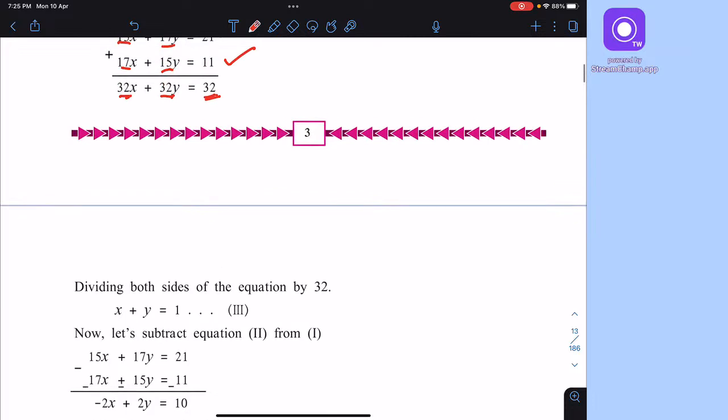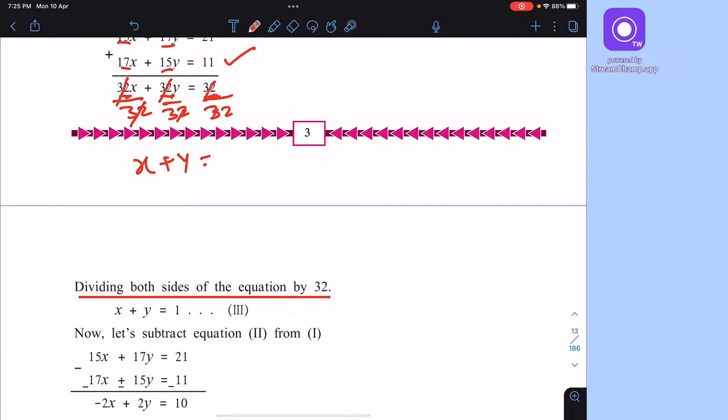Now dividing both sides by 32. So 32x upon 32, 32y upon 32, and 32 upon 32. So here what happens? 32 cuts. So you are having x, 32 cuts plus y is equal to 32 upon 32 is 1. So you are getting x plus y is equal to 1. This is your equation number 3 that we are going to use in future.